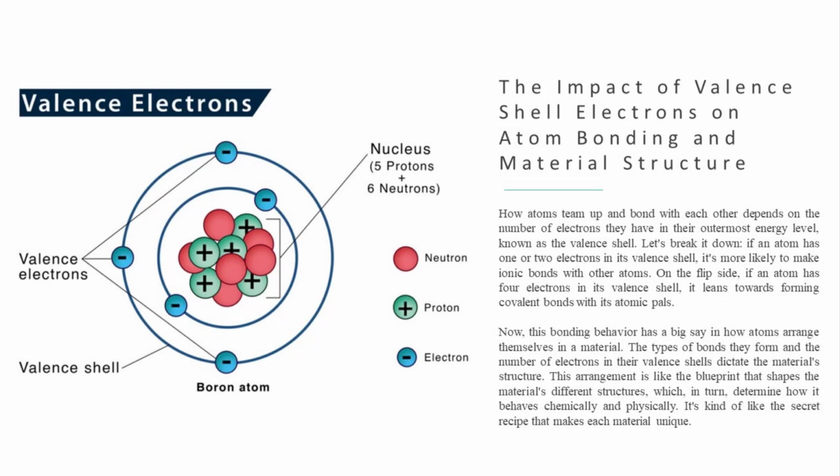To wrap up, we've explored the foundational structures that define materials. From the arrangement of atoms to the specific roles of electrons, protons, and neutrons, we learned how these tiny components and the bonds they form, driven largely by the behavior of valence shell electrons, contribute to the overall properties of materials. Remember, the way atoms bond and arrange themselves isn't random. It's the secret recipe behind everything from the crystals in your smartphone to the amorphous glass in your window.